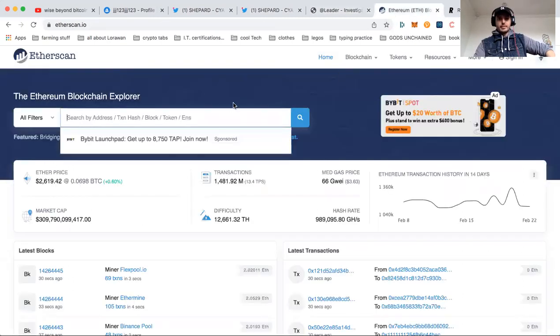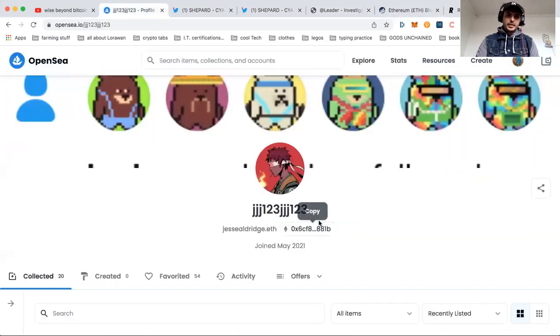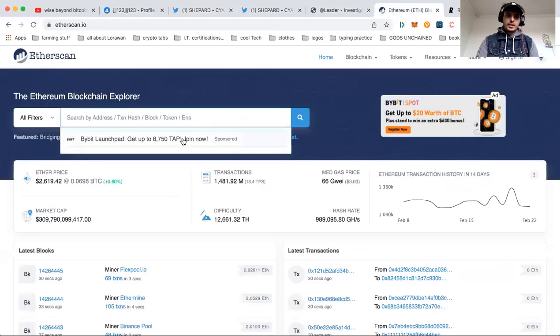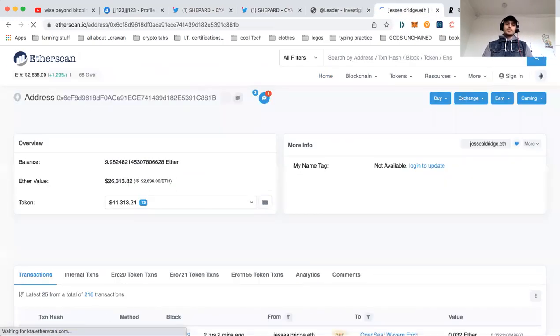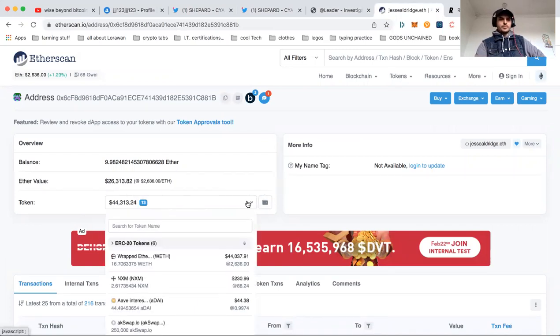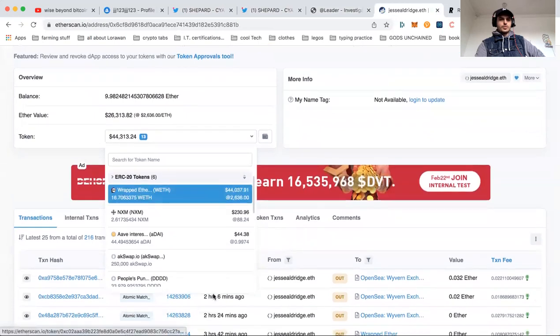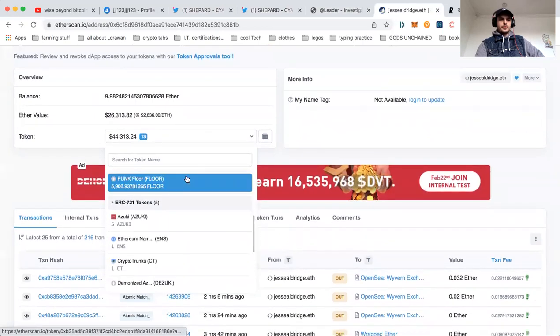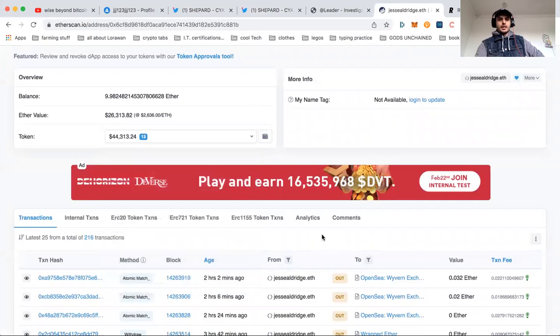And for those of you who haven't heard of Etherscan, just as an example, we're going to go back here and we're going to take this person's address. Etherscan is basically the hub where you can see everything. So we can see this person's value in Ethereum. We can see all the different tokens that they have, wrapped Ethereum, their NFTs. And that is public information.